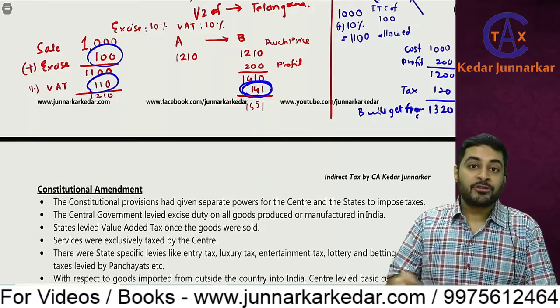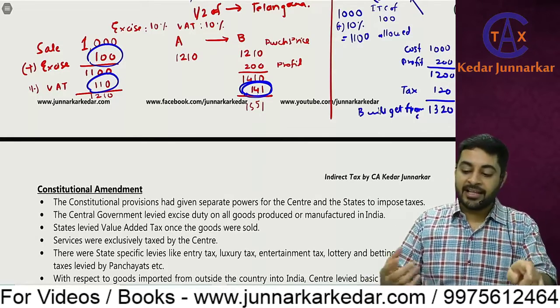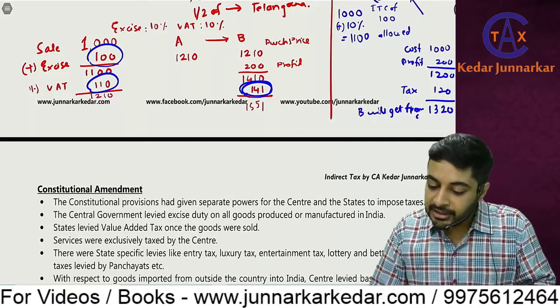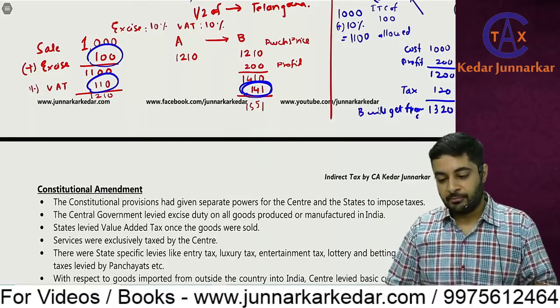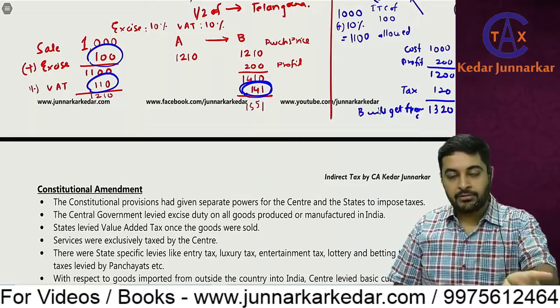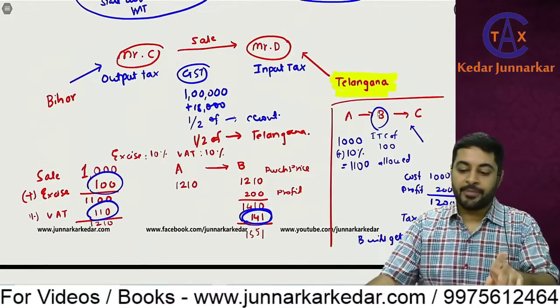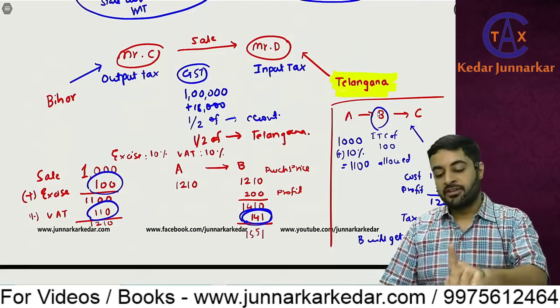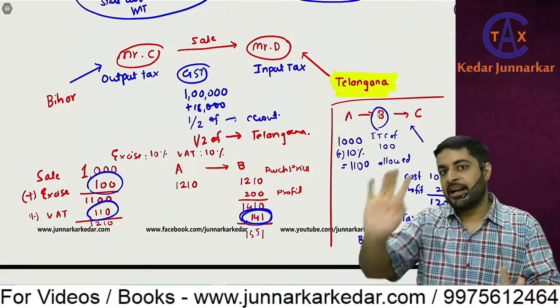And now he has to pay 120. He has already paid 100 and he has got 120 from C. Imagine you are Mr. B. You have paid 100 to A. 100 rupees you have already paid. Total how much have you paid to A? 1100. Means 100 rupees tax you have paid to A, out of which A has already paid 100 tax.